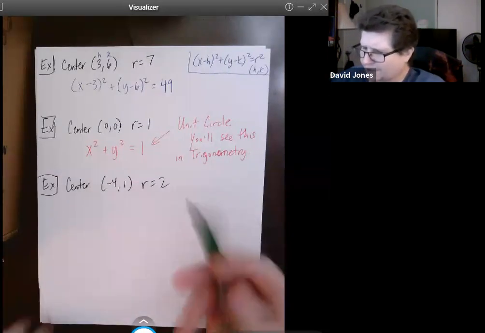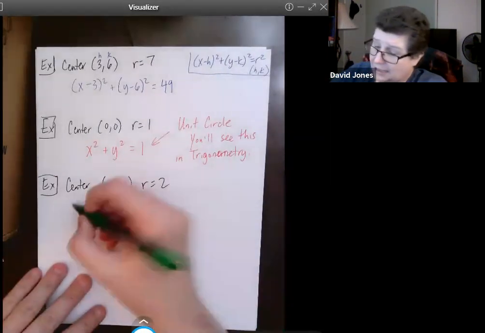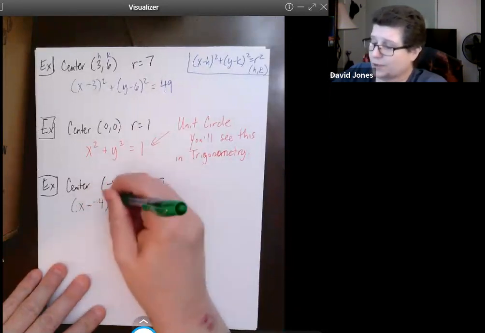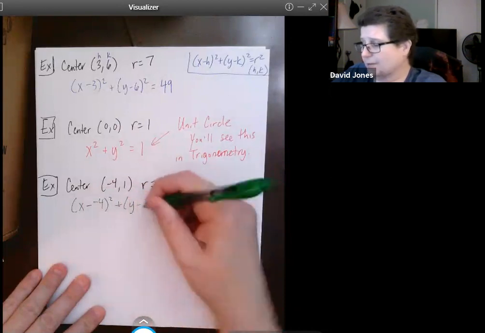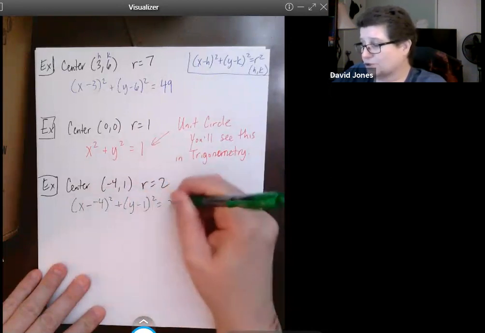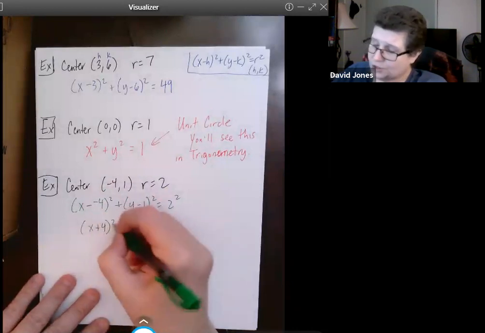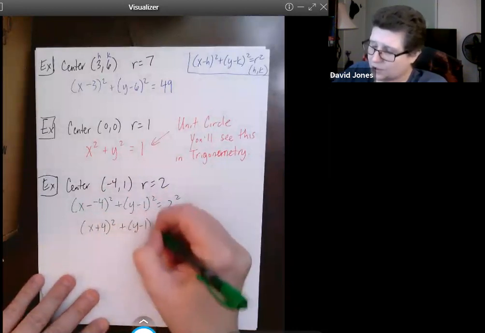And finally, for the last one, we've got x minus h is x minus negative 4 squared, plus y minus k, y minus 1 squared, equals 2 squared. This becomes (x + 4)² + (y − 1)² = 4.